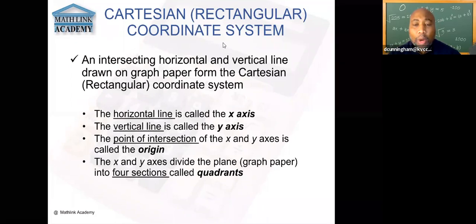Normally I like to put the word y-axis on the top and then the x-axis next to the horizontal line. Now they're going to intersect. The point of intersection is called the origin. And with the origin, we actually have something called four quadrants. And we're going to look at that in a second.